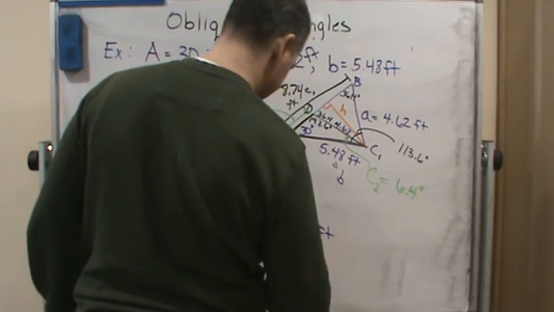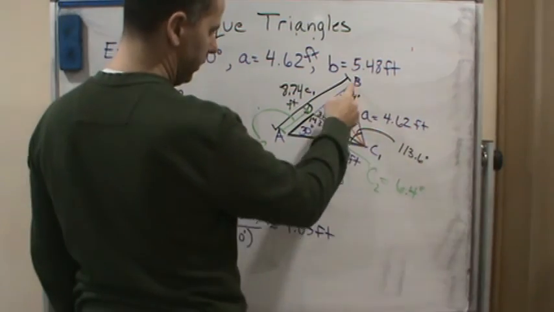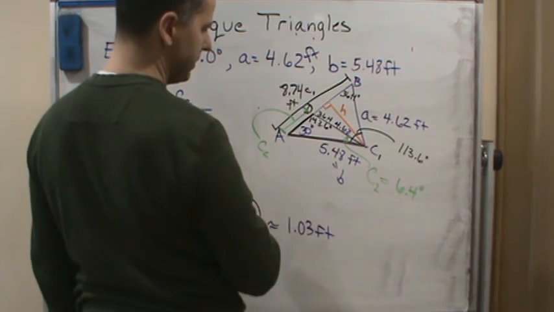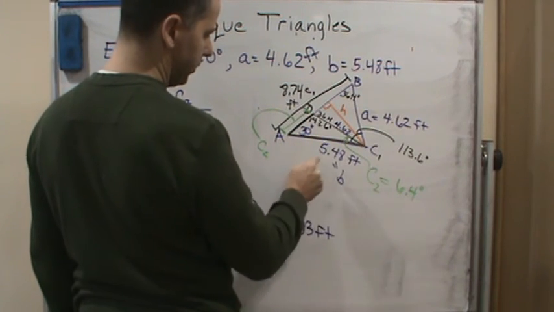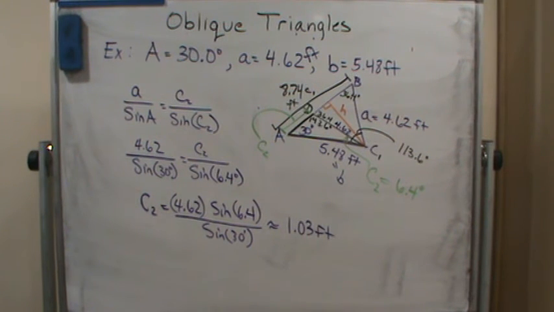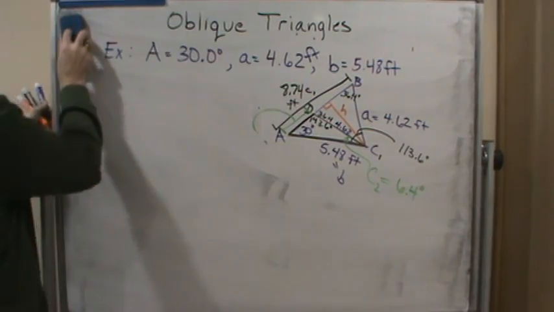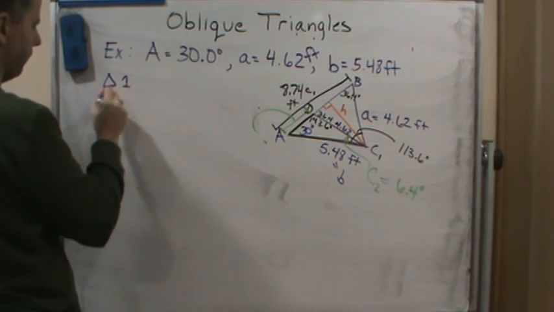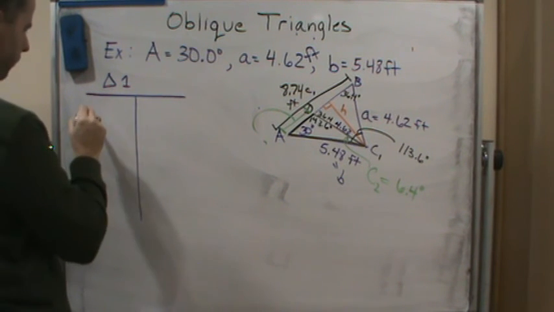So 1.03 feet. And now I solved for both triangles. I solved for the larger triangle, all three of those angles and all three of those sides. And now I just solved for the second triangle, all three of their angles and all three of those sides. Okay, and that's it. So the way I would write this down, just to complete this so there's no confusion, is I would say, okay, we would have triangle 1.